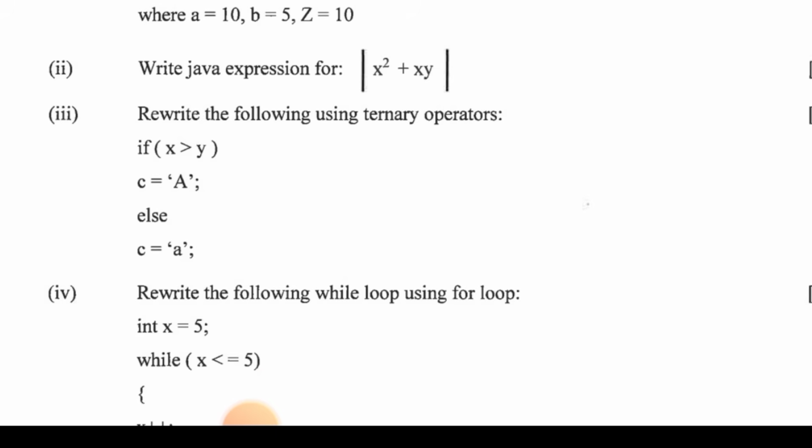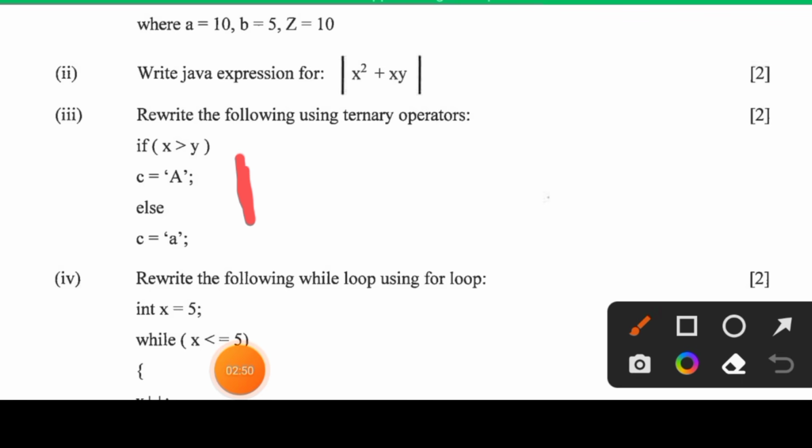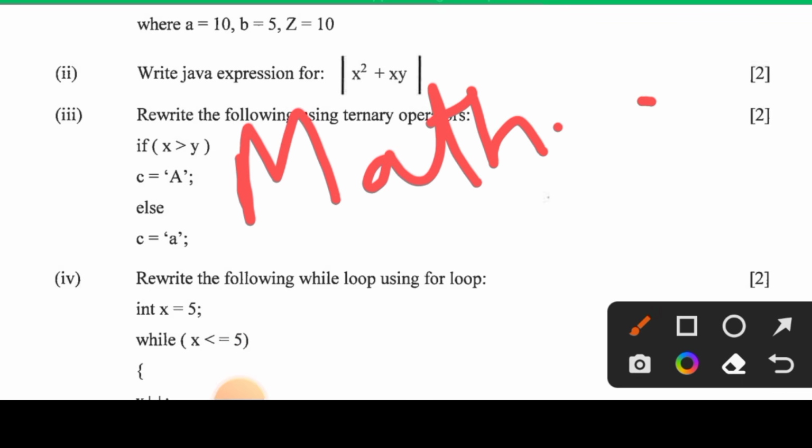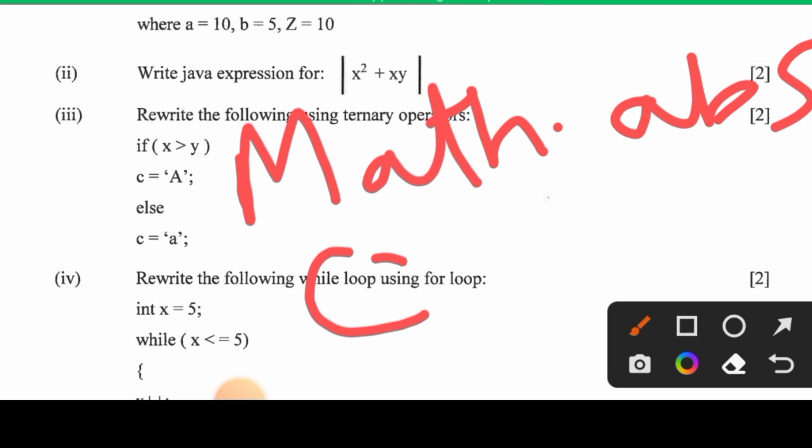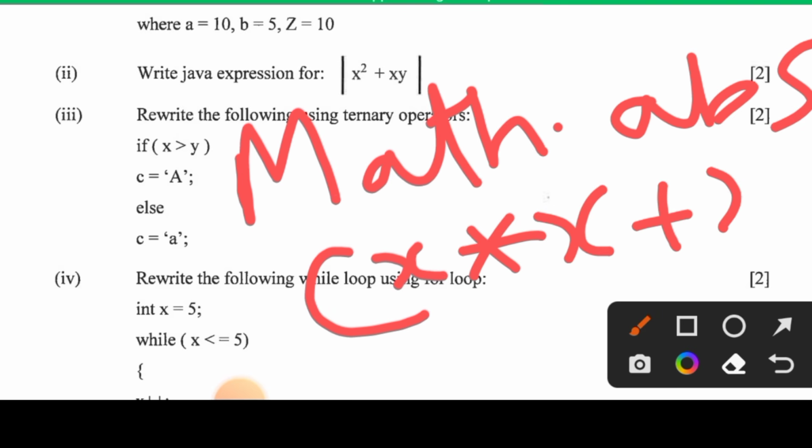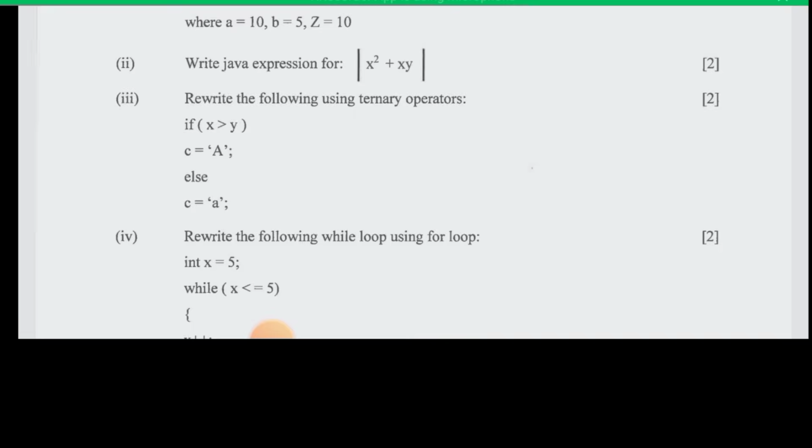Write the Java expression for x square plus xy, and it is in mod. For using mod, we have a special method in the Math class. We will write like this: Math.abs, and inside that we can write x multiplied by x plus x multiplied by y. So this will be the Java expression for the following mathematical statement. Let's go to question 3.